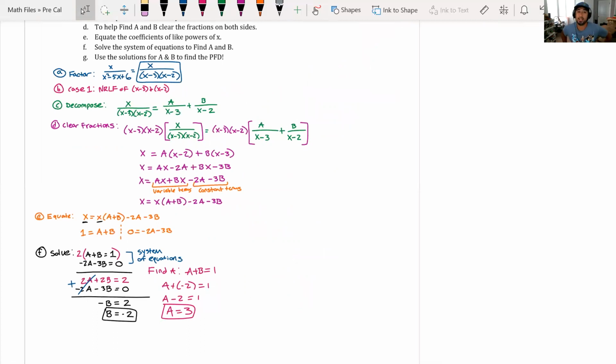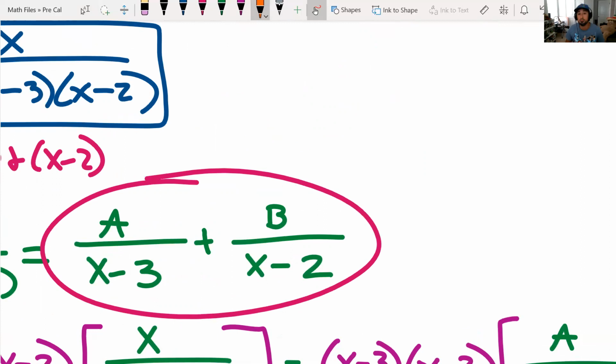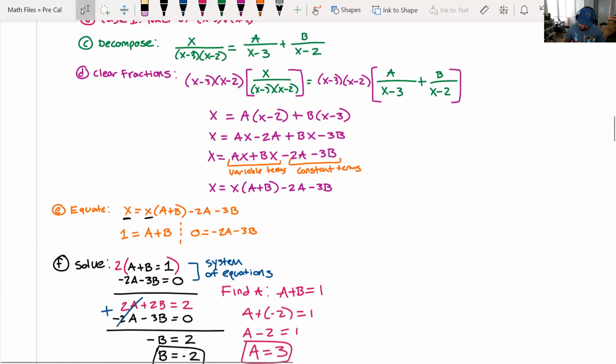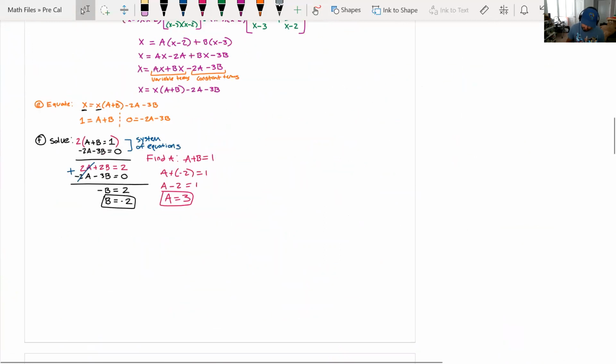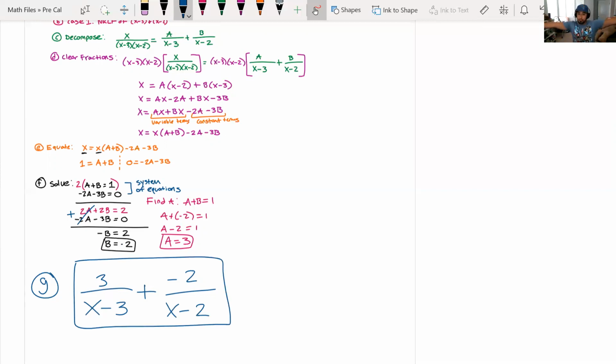Step F is done. Step G, since we know A and B, you can now finish the partial fraction decomposition, which means zoom in right here. All I want is this part for the answer. Plug in A, plug in B, and we're done. I'll keep that up there. Hey, and we had room left. So I'll say this is G. The final answer is A, which is 3, is going to be 3 over x minus 3 plus B, which is negative 2 over x minus 2. That is your final answer.